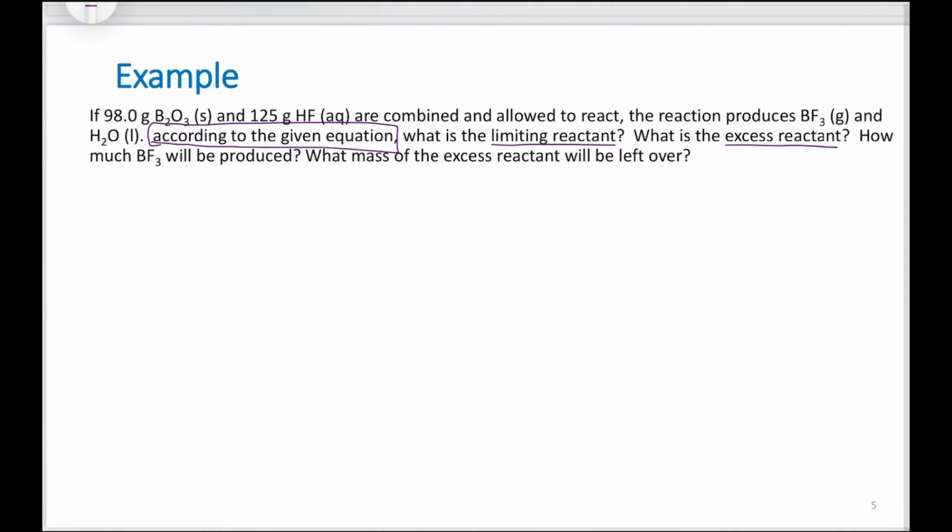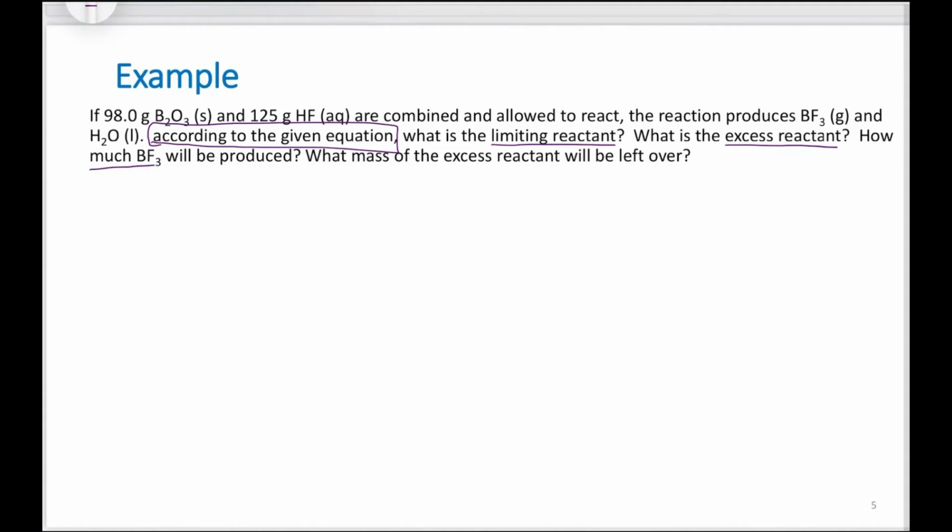Now note, when it says what is, this is asking for the identity. Identity is a qualitative concept. It's asking me what is. It doesn't care how much of something I have. It just cares what it is. So on these, when it says what is, it's just asking for identity, not the value, not the amount, not the grams, not the moles, not the liters. But the next question says how much BF3 will be produced. That's quantitative. That's asking me how much. We're going to report these answers in grams unless otherwise noted.